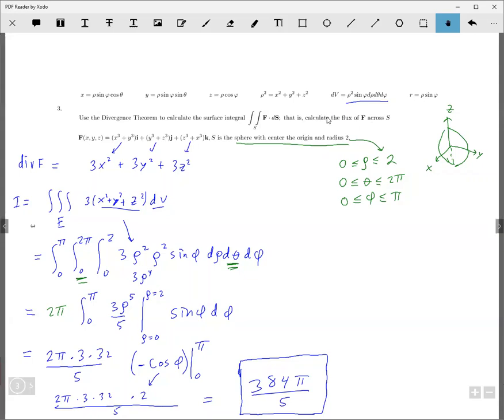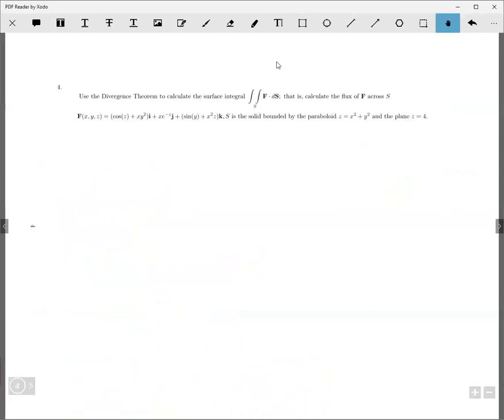Okay, so any questions about this one? So this is using spherical coordinates on the volume integral. Okay, and then finally number 4.